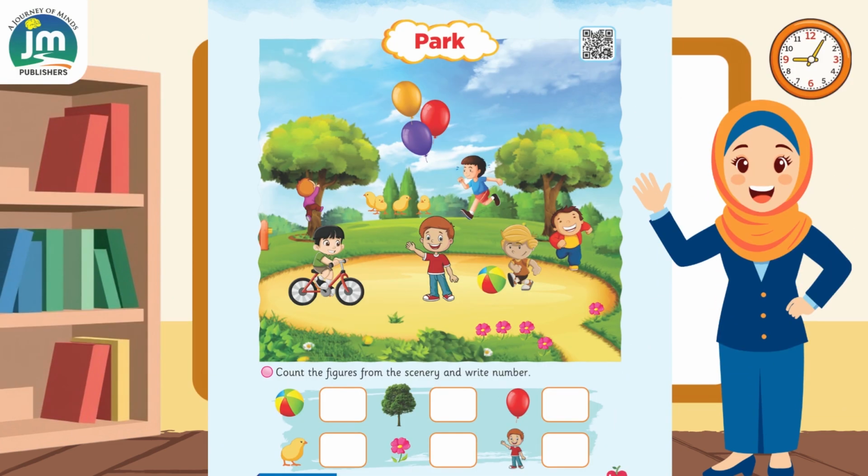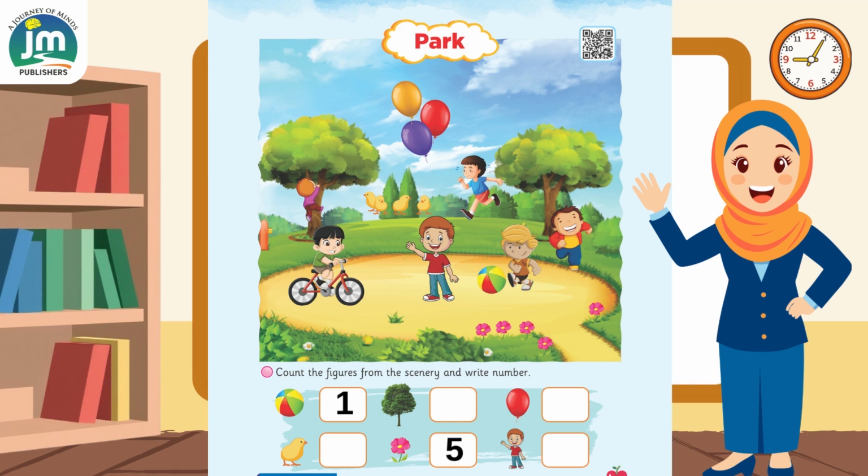First, what is the colorful round thing? Yes, it's a ball. Let's count how many balls. Let's count: one ball. So we write the number 1 in the box. Next, look at the beautiful flowers in the park. Let's count the flowers: 1, 2, 3, 4, and 5. So we write the number 5.